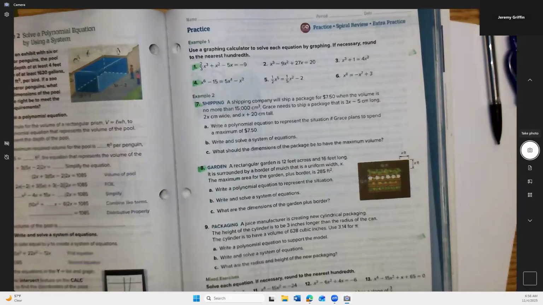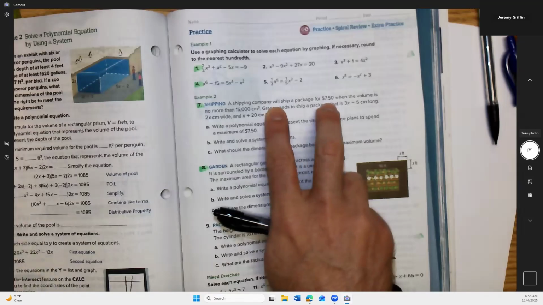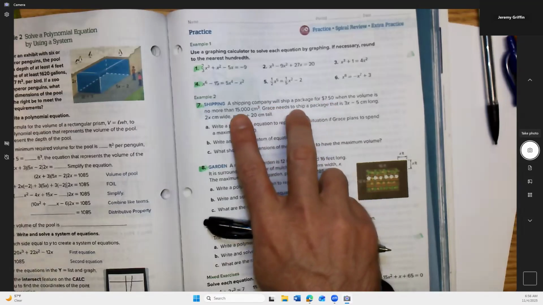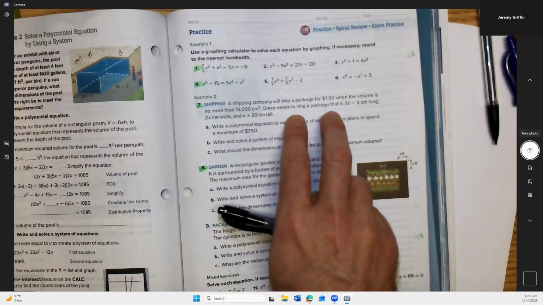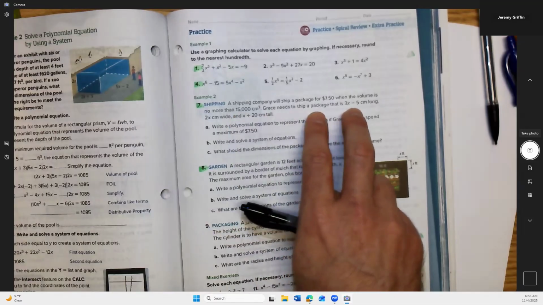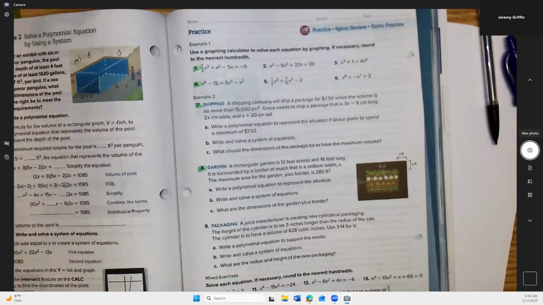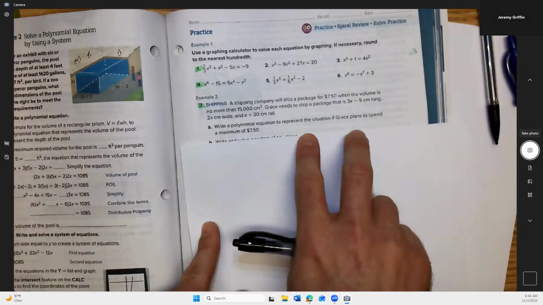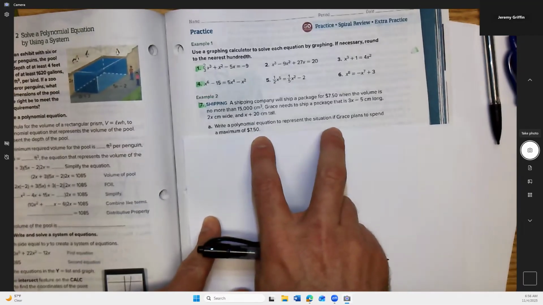Right, number 7, shipping. A shipping company will ship a package for $7.50 when the volume is no more than 15,000 cubic centimeters. Grace needs to ship a package that's 3x minus 5 centimeters long, 2x centimeters wide, and x plus 20 centimeters tall. Write a polynomial to represent the situation if she plans to spend a maximum of $7.50.